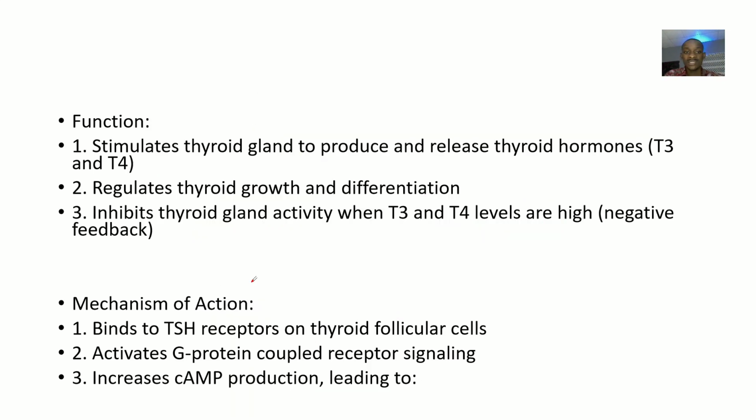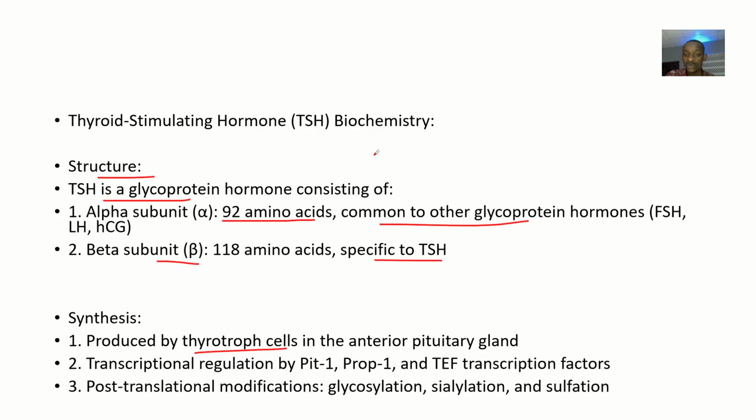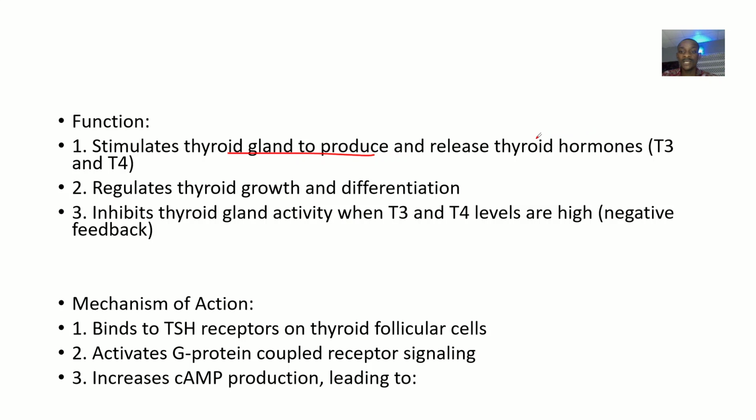Then moving to the functions. Of course, it stimulates the thyroid gland to produce and release thyroid hormones. You could just say T3 and T4, or you could include calcitonin. So you could say it stimulates the thyroid gland to release thyroid hormones, and put in brackets T3, T4 and calcitonin, because calcitonin is not really a thyroid hormone; it's a different type of hormone. Now, it regulates thyroid growth and differentiation.